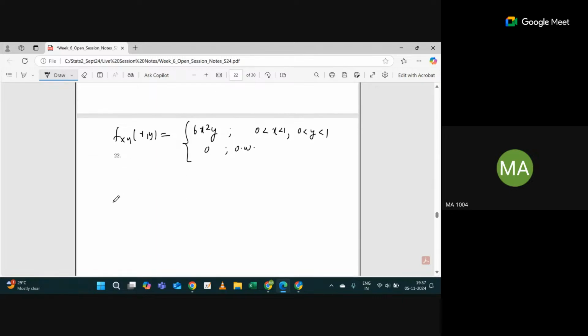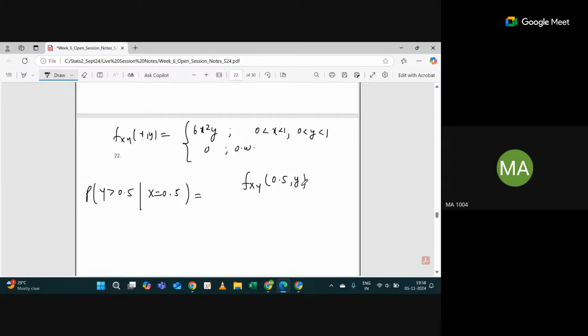Suppose in this case I'm asking: what is the probability that Y is greater than 0.5 given that X equals 0.5? That means the numerator part is what? The numerator part is f_XY at 0.5 of y.